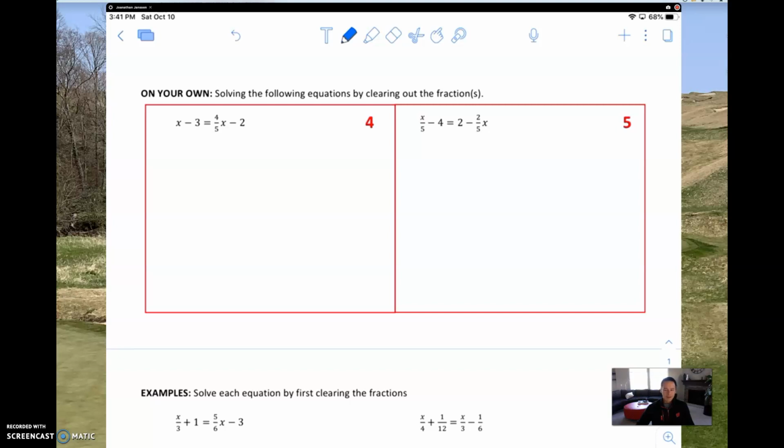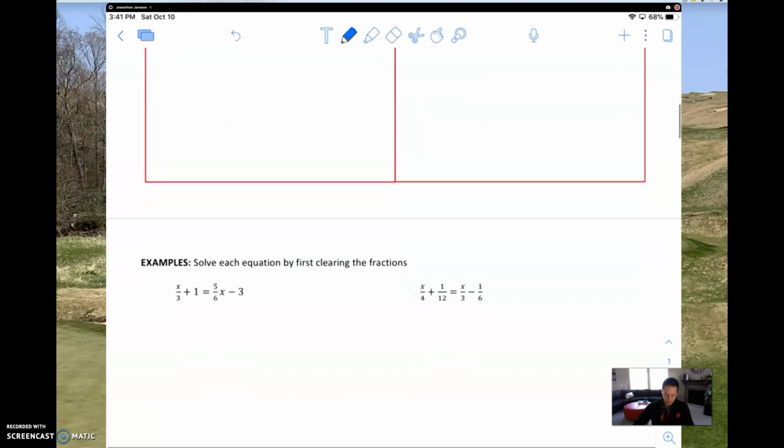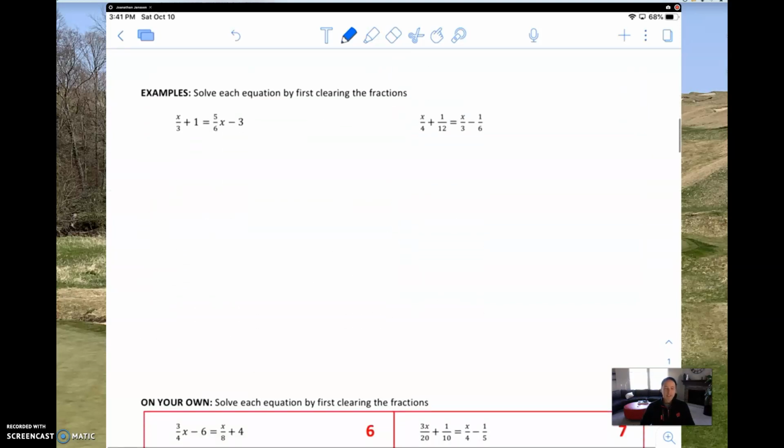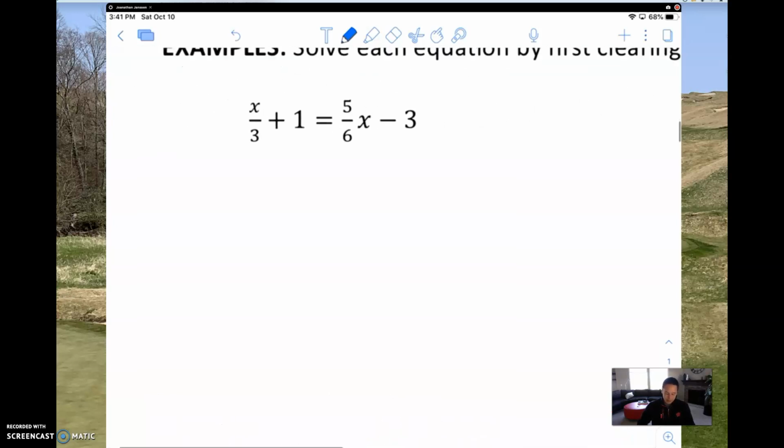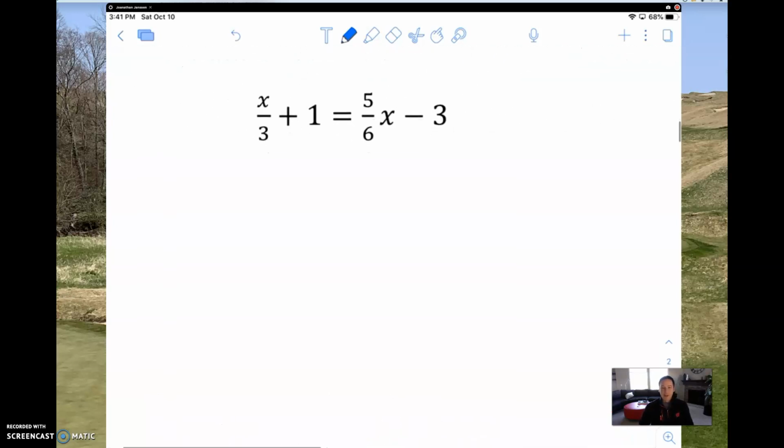All right, hopefully those weren't so bad. Let's move on to the next couple examples. Now we have different numbers in the bottom of the fraction. So we have a 3 and we have a 6. This is why we worked on those least common multiples.